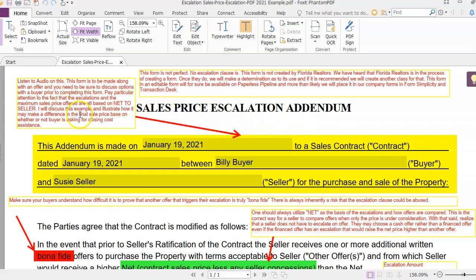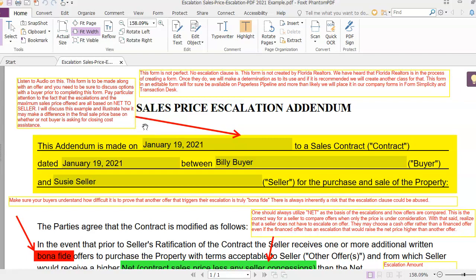Then I said, listen to the audio on this. This form has been made along with an offer, and you must be sure to discuss this. So please, please, please don't be oversimplified when you're explaining this to a buyer. Pay particular attention to the fact that the escalations and the maximum sale price in this form, and this is the way it should be, are all based on the net to seller. If you see that here, I have net to seller in caps.